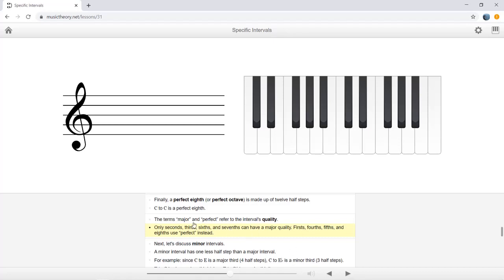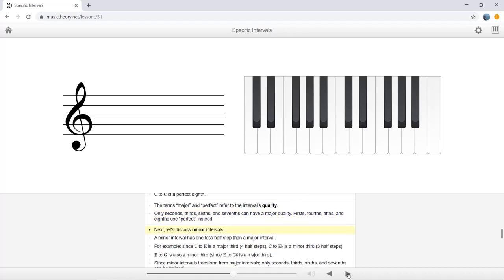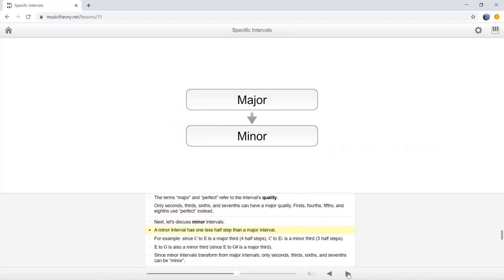All right, so major and perfect is what we've looked at so far. We have major second, major third, perfect fourth, perfect fifth, major sixth, major seventh, and octave. Now, there's also minor type intervals. So minor means less than major. It's a half step less.